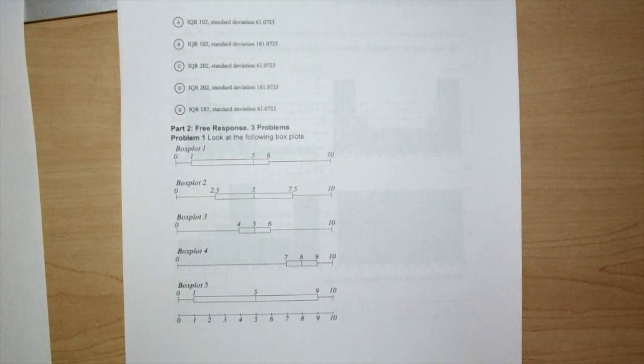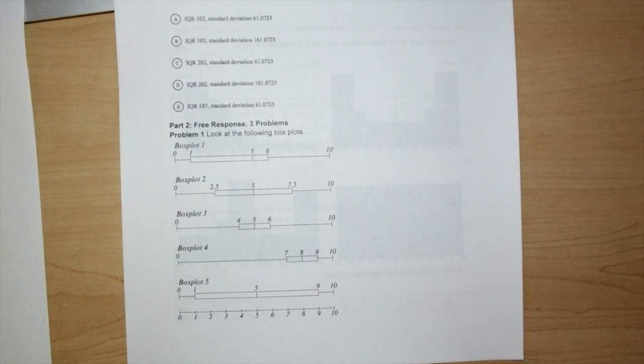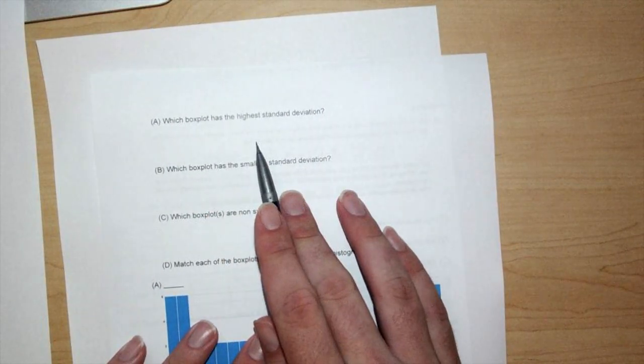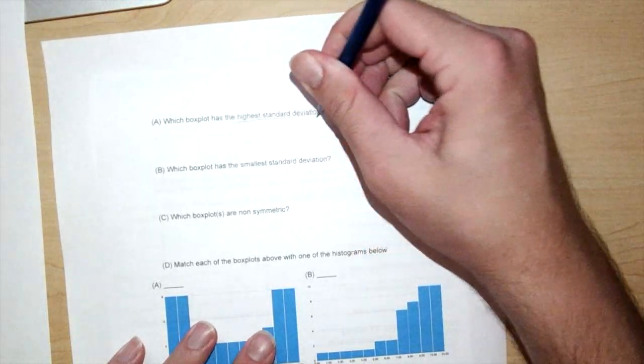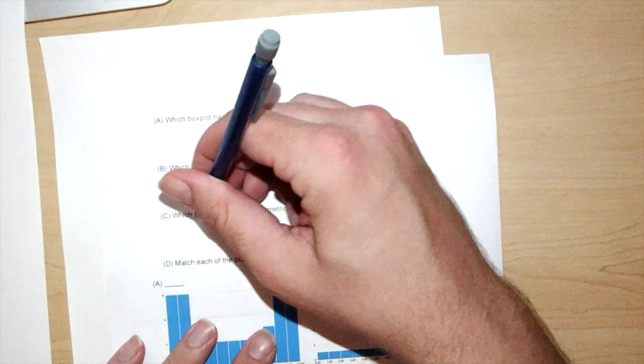In the AP exam, there's the multiple choice and then there's the free response. I'm sorry that this cuts to the other page, but that's fine. It says to look at the following box plots. We have 5 box plots, and let's look at what the question asked before we look harder at them. A says which has the highest standard deviation, and B says which has the smallest standard deviation, and which box plots are non-symmetric.